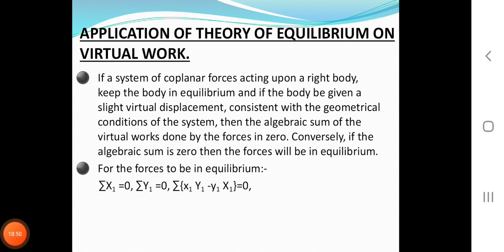In a mathematical way, we can express the forces to be in equilibrium as summation of X1 is equal to 0, summation of Y1 is equal to 0, and summation of small x1 capital Y1 minus small y1 capital X1 will be 0. These are the necessary conditions for the forces to be in equilibrium.